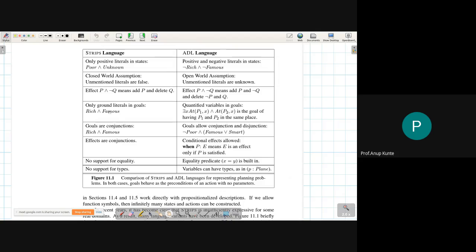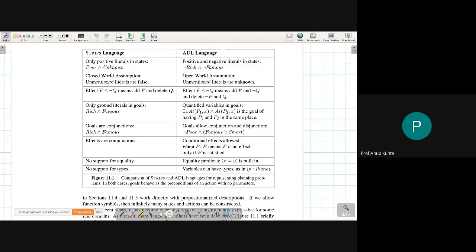Okay. Next thing is that effects are conjunctions. So effects are always conjunctions in the case of STRIPS. Conditional effects are allowed in ADL, where P colon E means E is an effect only if P is satisfied. So if precondition P is satisfied, then only E is the effect. So there is no way to represent equality in STRIPS language because we are not having variables as such. But in ADL, that is possible. So it is closer to a generic representation, ADL.